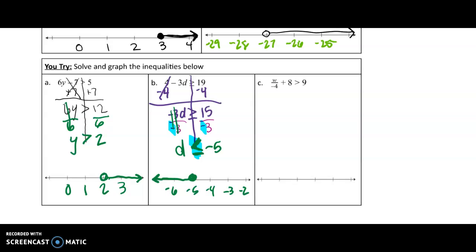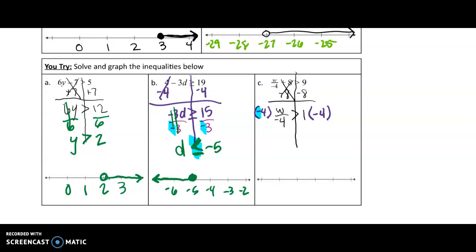Last one, we are going to draw that line down that inequality. We are adding 8, so the opposite is to subtract 8 from both sides. 8 minus 8 is 0, those cancel, and I have w over negative 4 is greater than 1. I'm dividing by negative 4, so the opposite is to multiply by negative 4 on both sides.